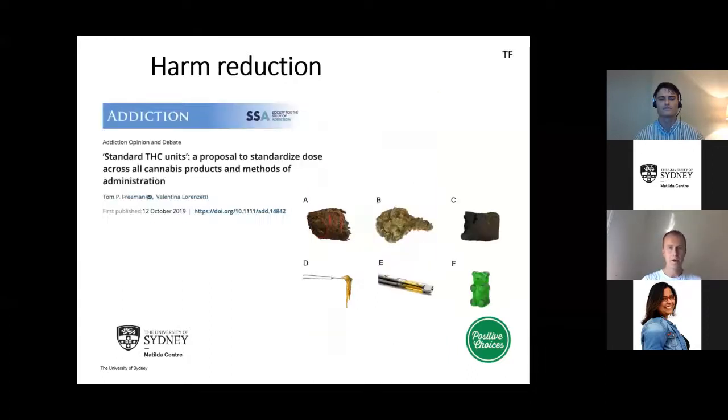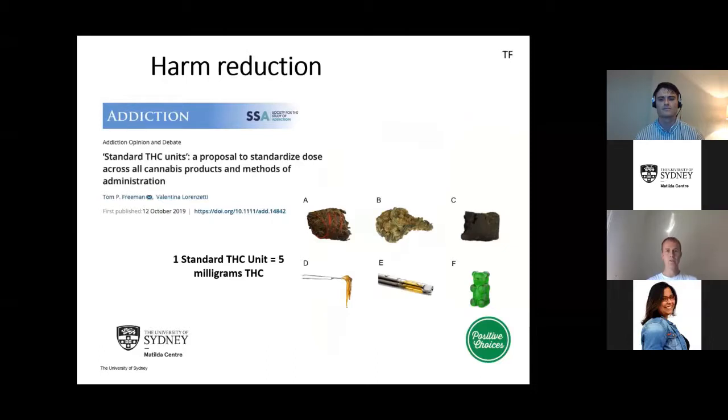For cannabis, we don't have that yet. But as I showed you, there are different cannabis products. They all contain THC. So the concept of a standard THC unit may be something that people could use to monitor their consumption and reduce their risks.